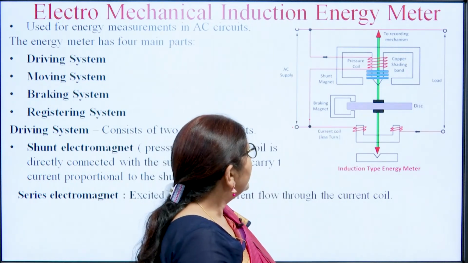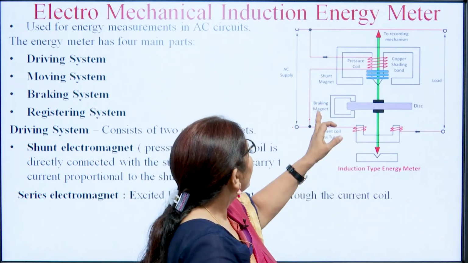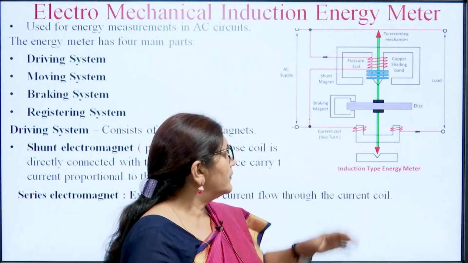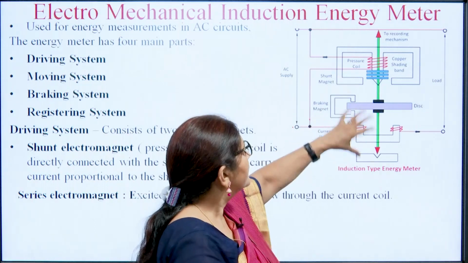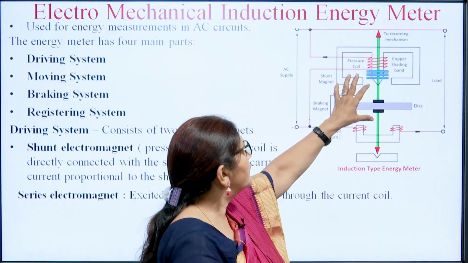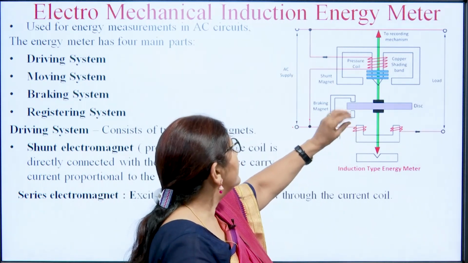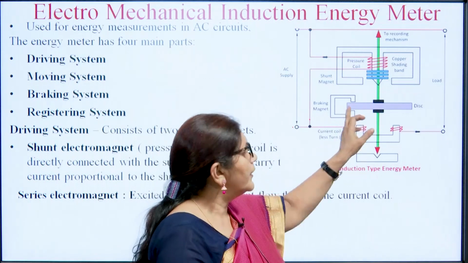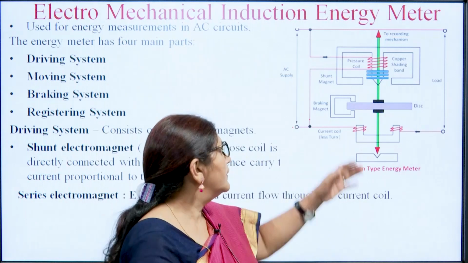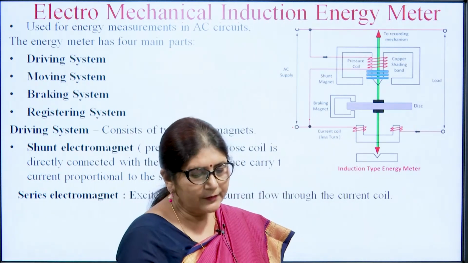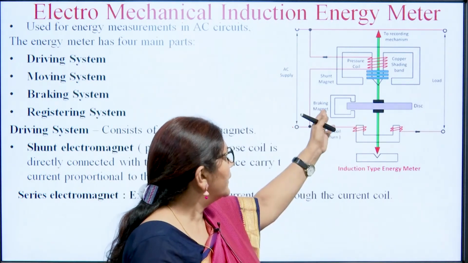Then there is a brake magnet, which is pivoted. When the disc moves and the flux produced by the pressure coil and current coil interact with each other, that generates an eddy current in the disc. Because of that eddy current and this permanent magnet, when they interact, braking is produced.